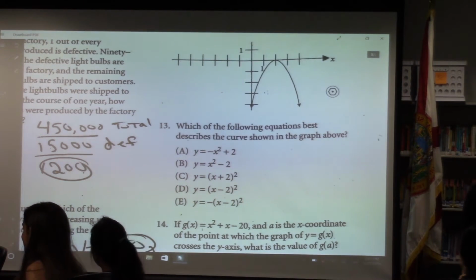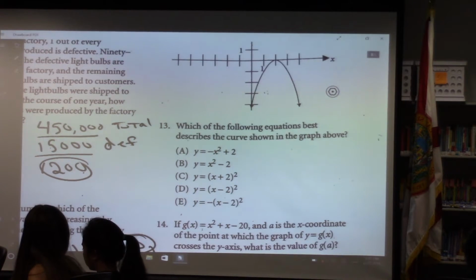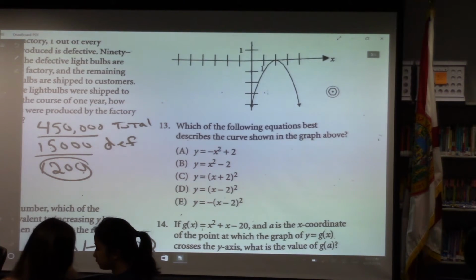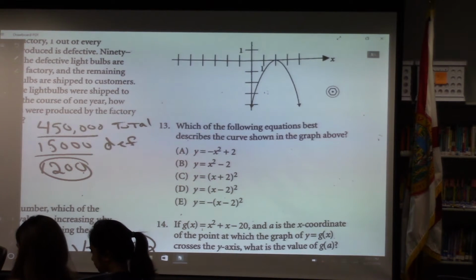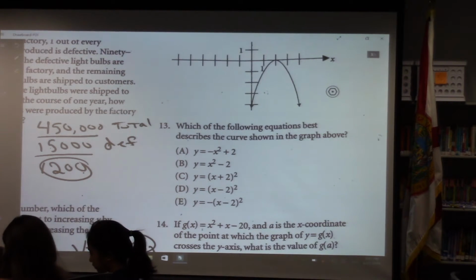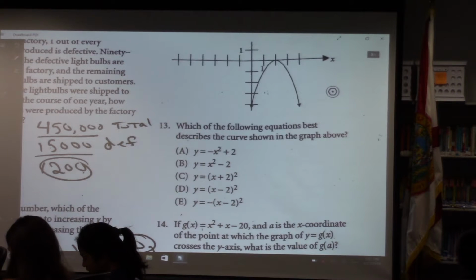Alright guys. Okay, who's going to read number 13 for me? Nargis, you read it for me. Which of the following relations best describes the information in the graph?